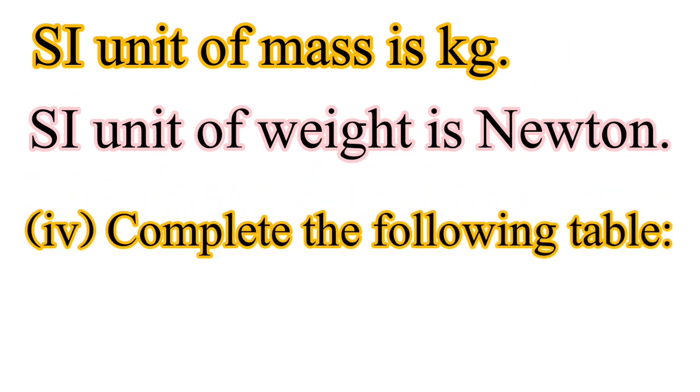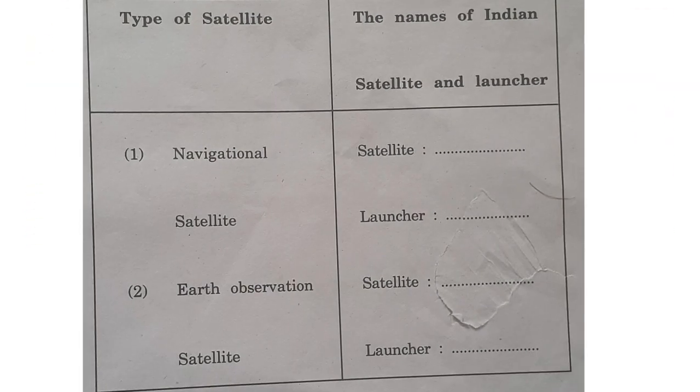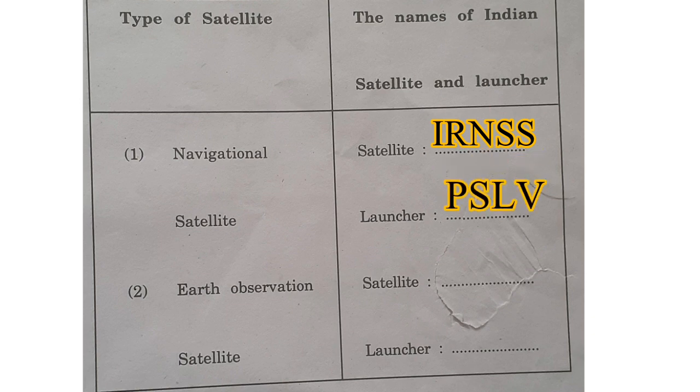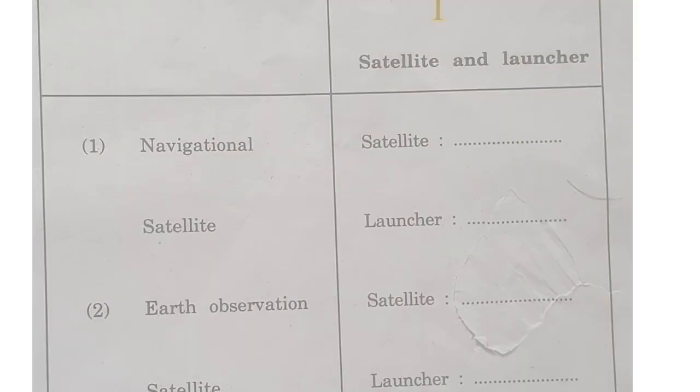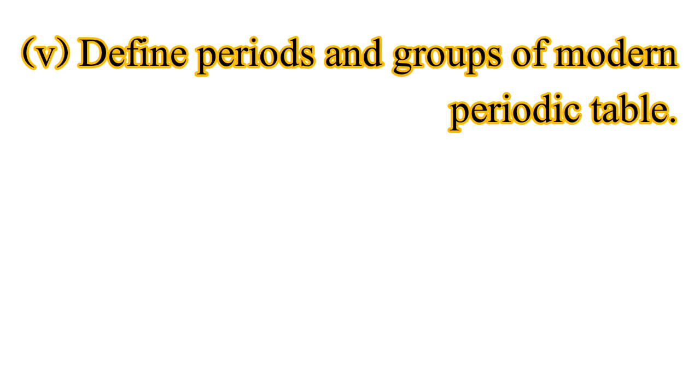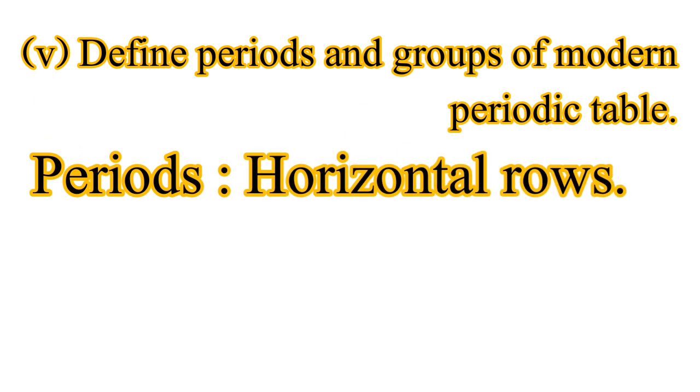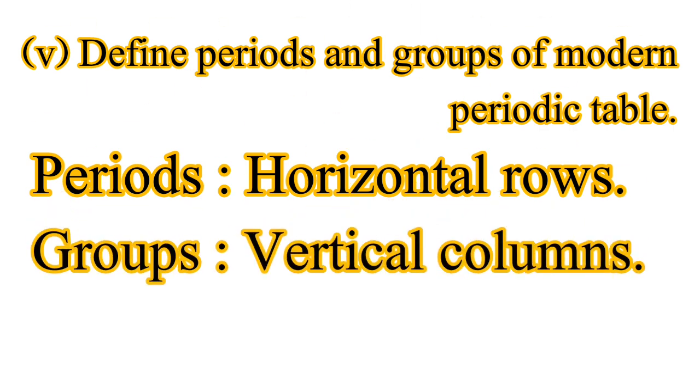Next question. Complete the following table. Types of satellite, the name of Indian satellite and launcher. Navigational satellite's name: IRNSS, launcher is PSLV. Earth observation satellite: IRS, and launcher PSLV. Next question: define periods and groups of the modern periodic table. Periods are the horizontal rows of the periodic table and the groups are vertical columns of the periodic table.